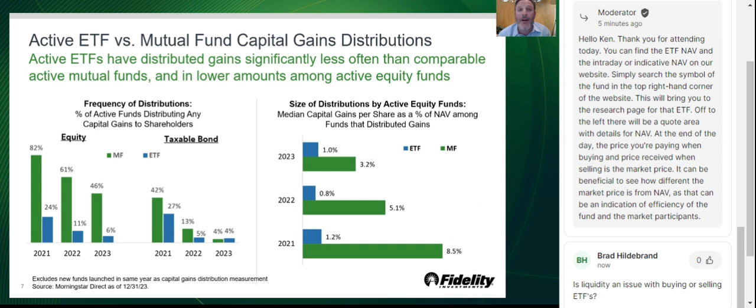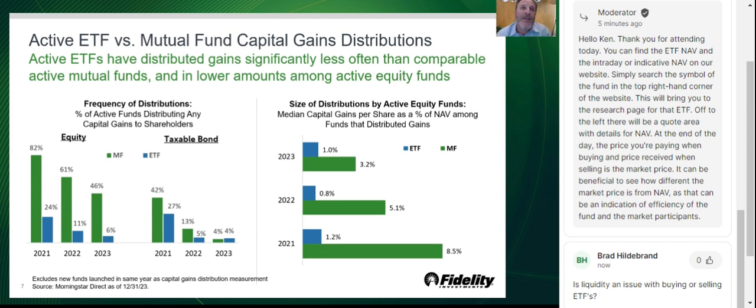So I think I've thrown a lot of numbers. I'm almost inclined to pause here, see if some questions come in. And while we're doing that, I'll run through just some of the taxable bond numbers. But if there's any questions on what I've just said on taxes, please throw them into the Q&A.